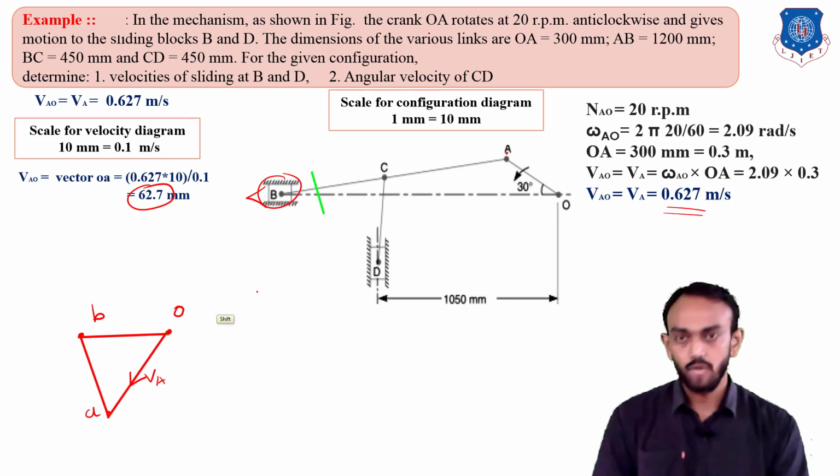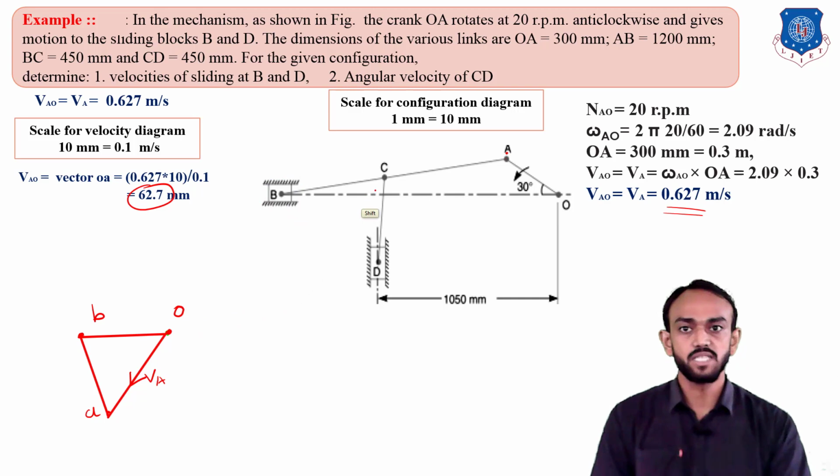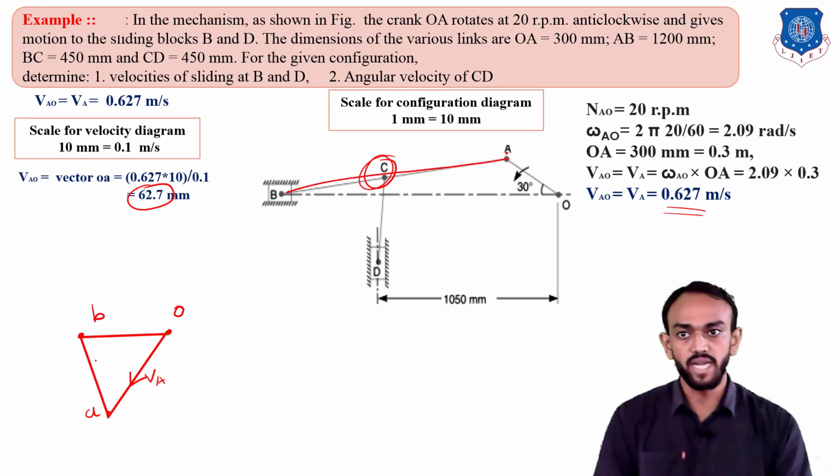Now we are going to find this C point here. You can see this C point is on the AB link, the AB connecting rod. So the C point in the velocity diagram will be here on the AB vector. So how will you find this C point?